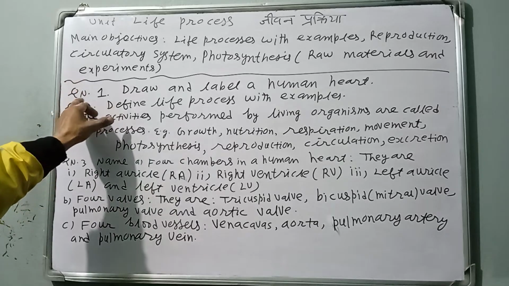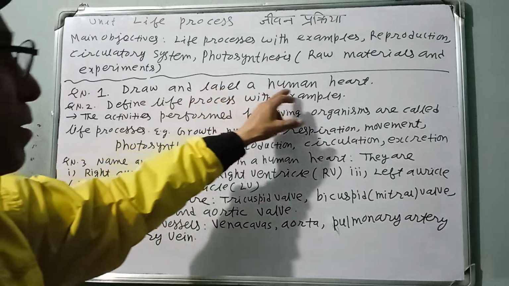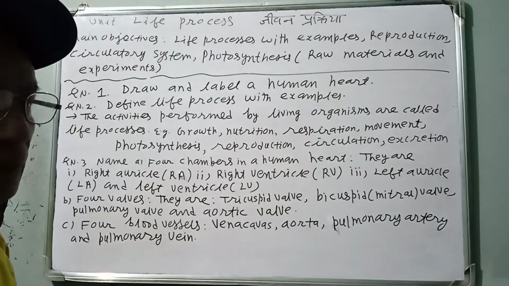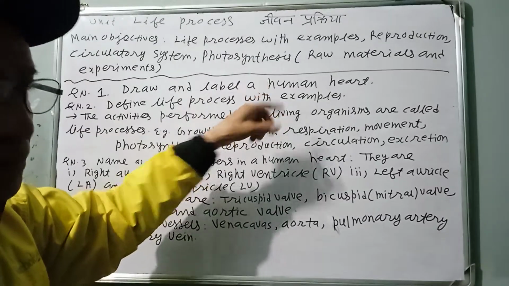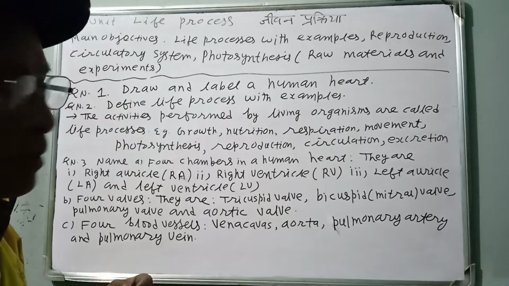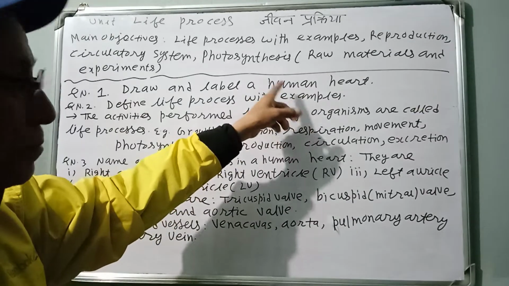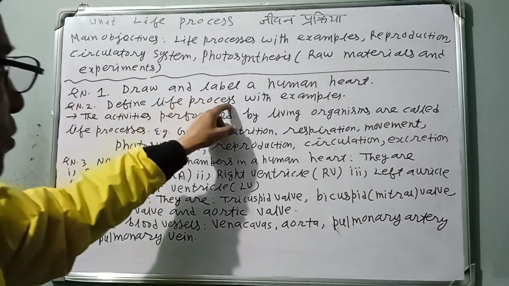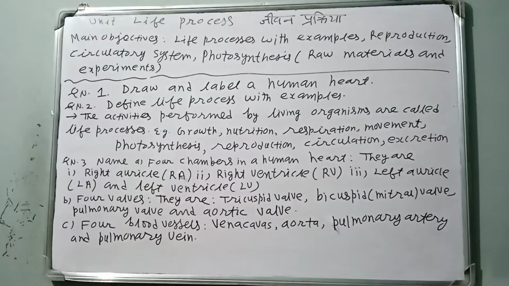Today, I'm writing some questions. Question number one, draw and label a human heart. So all the parts externally, all the parts of the human heart, mainly four chambers, two auricles, left auricle, right auricle, left ventricle, right ventricle, aorta. Question number two, define life process with example. The same lesson is life process.